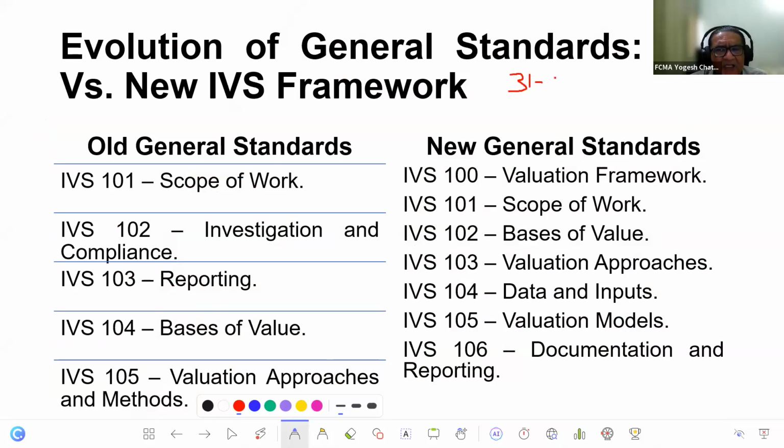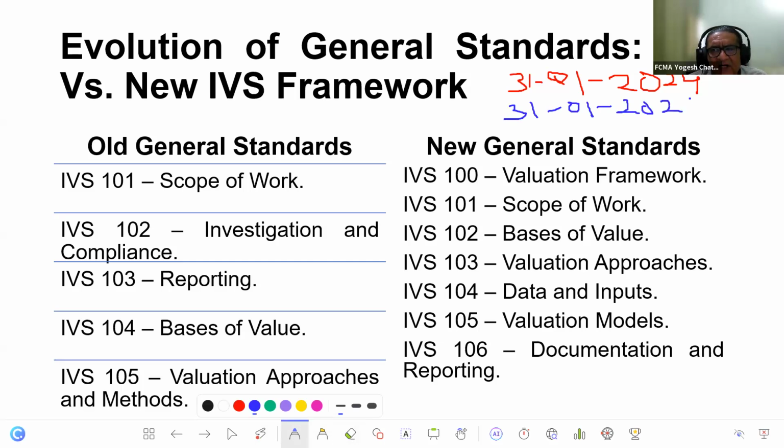So to be specific, the revised valuation standards were published on 31st of January 2024. Just a few days back, the revised standards were published, and these are going to be mandatorily effective from 31st of January 2025. So there is a time gap of 1 year for implementation of the revised standard.